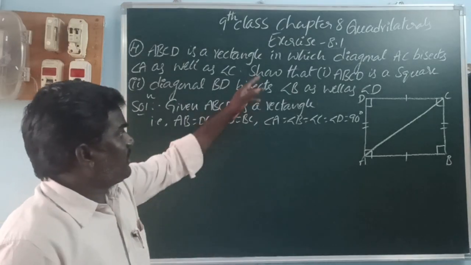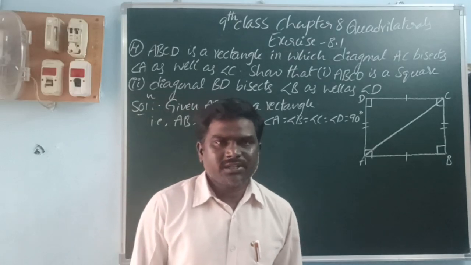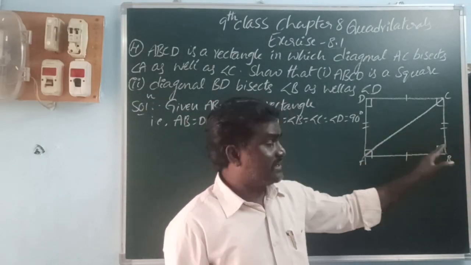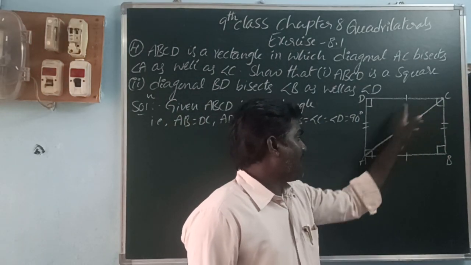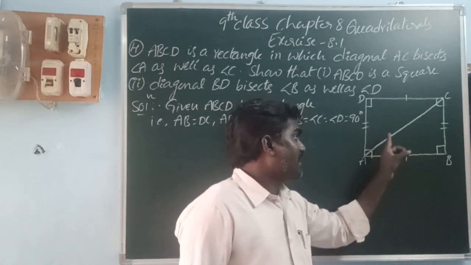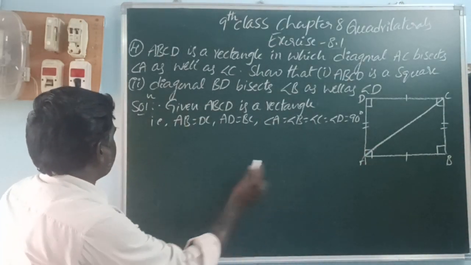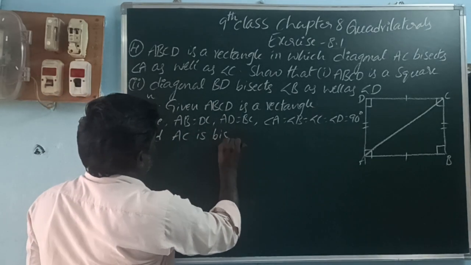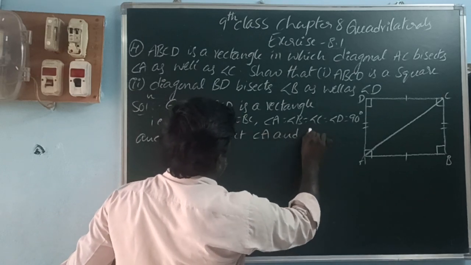So next, in which diagonal AC. Diagonal means what? A line joining the opposite vertices. That line is called a diagonal. So the diagonal AC bisects angle A and angle C. Bisect means dividing into two equal parts. So here AC bisects angle A and angle C.